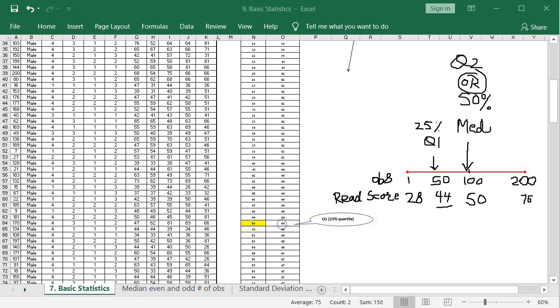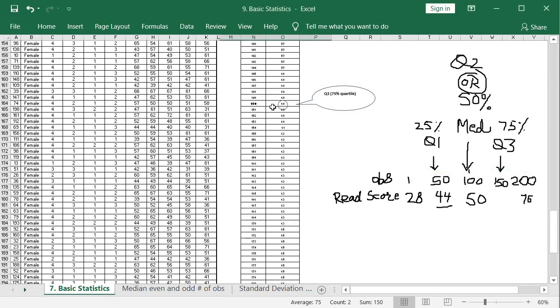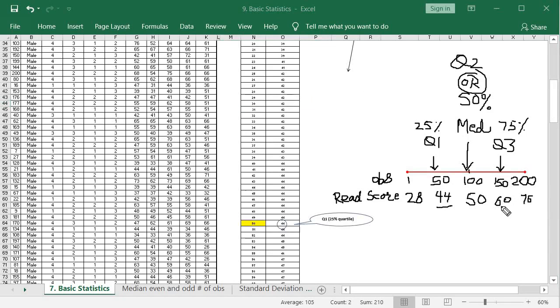Now let's talk about Q3. Q3 covers 75% of data. Since we have 200 observations, 75% of 200 would be 150. So the observation next to the 150th observation would be your Q3. The score that we have next to the 150th observation is 60. So Q3 becomes 60. How do we interpret Q3? We can say that 75% of the students in the class got marks less than 60.